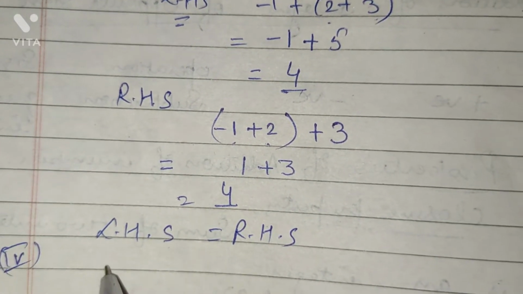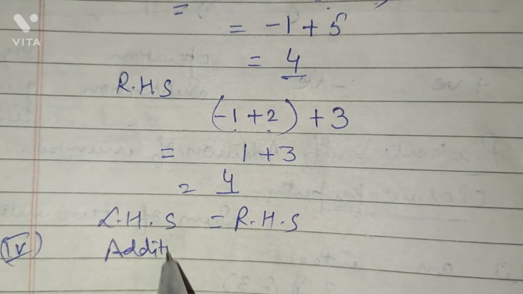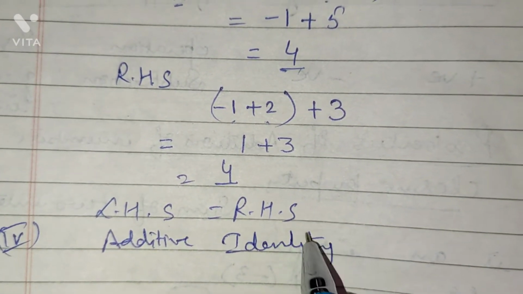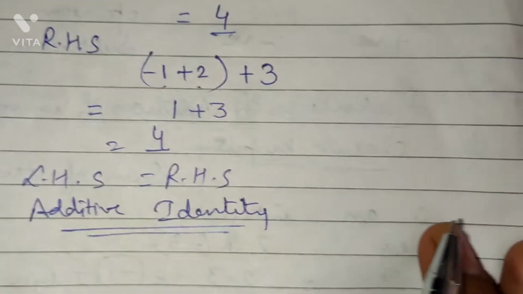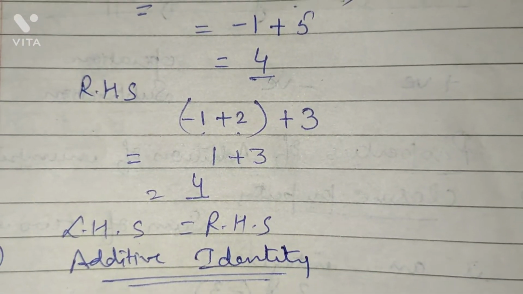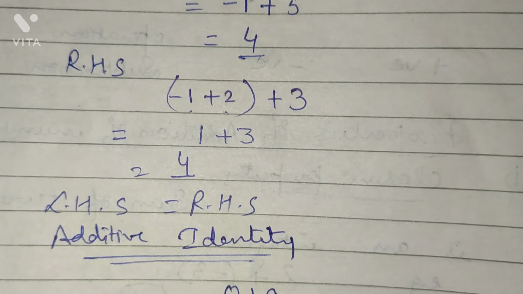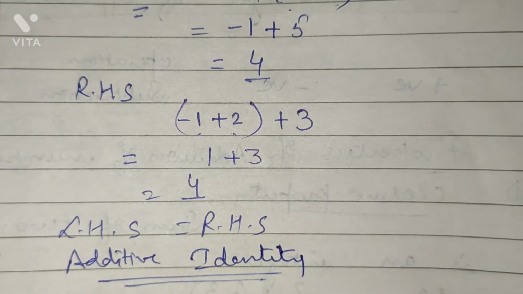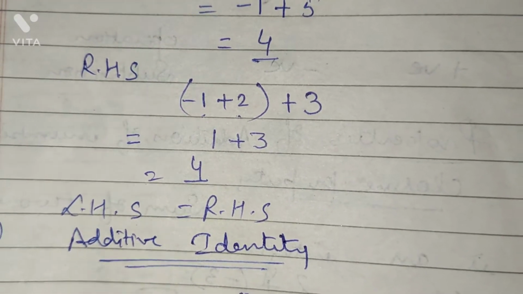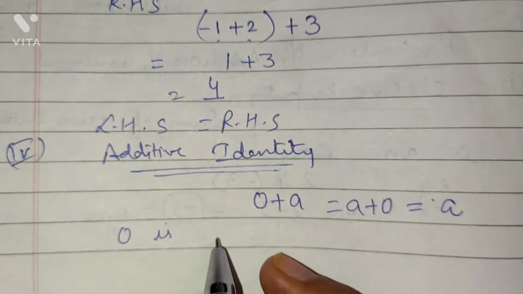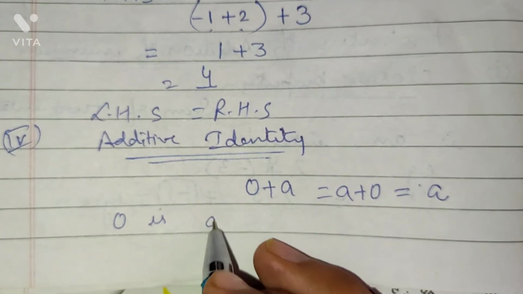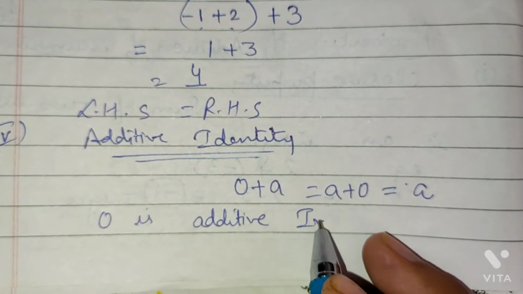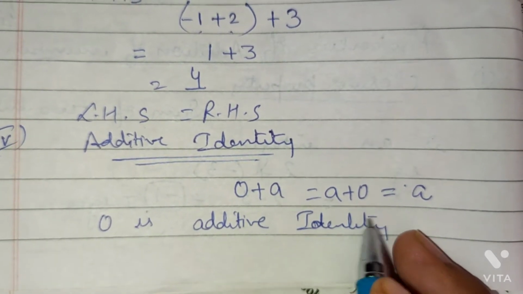Next, the fourth property of addition is additive identity. Additive identity means what should be added to the number to get the same number. So I am taking A. Which number should be added to A to get again A? The number is 0. So 0 is called the additive identity of number A or integer.